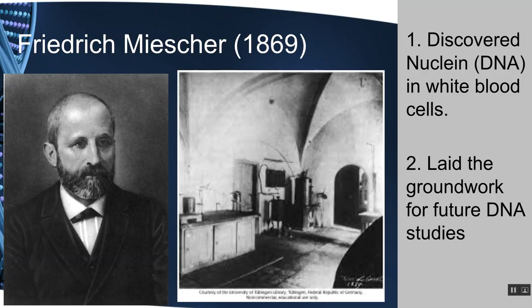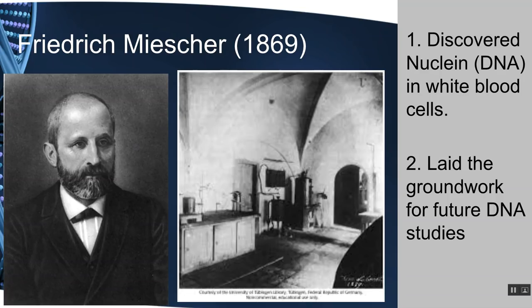So he could take that pus and mix it with a couple other things depending on what he was doing, and he could look at just the white blood cells. He ended up discovering a substance that contained phosphorus and nitrogen, and he found that inside of the cell nucleus, and he was able to extract that, to take it out of the nucleus. This was the first time that was done. He called it nuclein because it came from the nucleus.